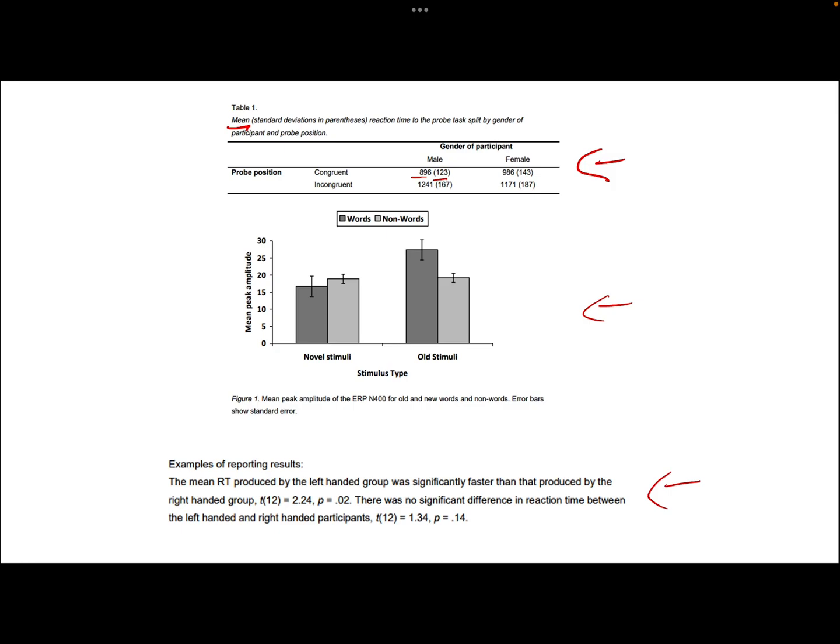Just a reminder that results are never significant or insignificant. There's either a significant difference or there's not, a significant correlation or there's not. And of course, we never say insignificant. We always use the phrase non-significant.